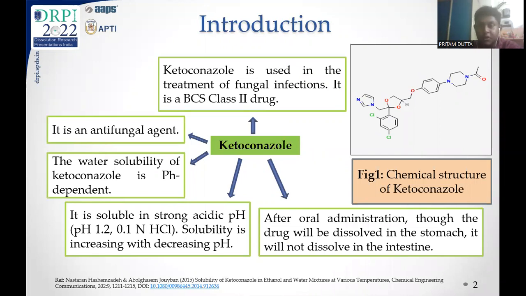If we consider ketoconazole, it is under BCS class 2 and it is used to treat fungal infection, so it is an antifungal agent. The water solubility of ketoconazole is totally pH dependent. It is totally soluble in pH 1.2, 0.1 normal HCl, meaning in strong acidic pH. The solubility increases with decreasing pH. After oral administration, though the drug will be dissolved in the stomach, it will not dissolve in the intestine.